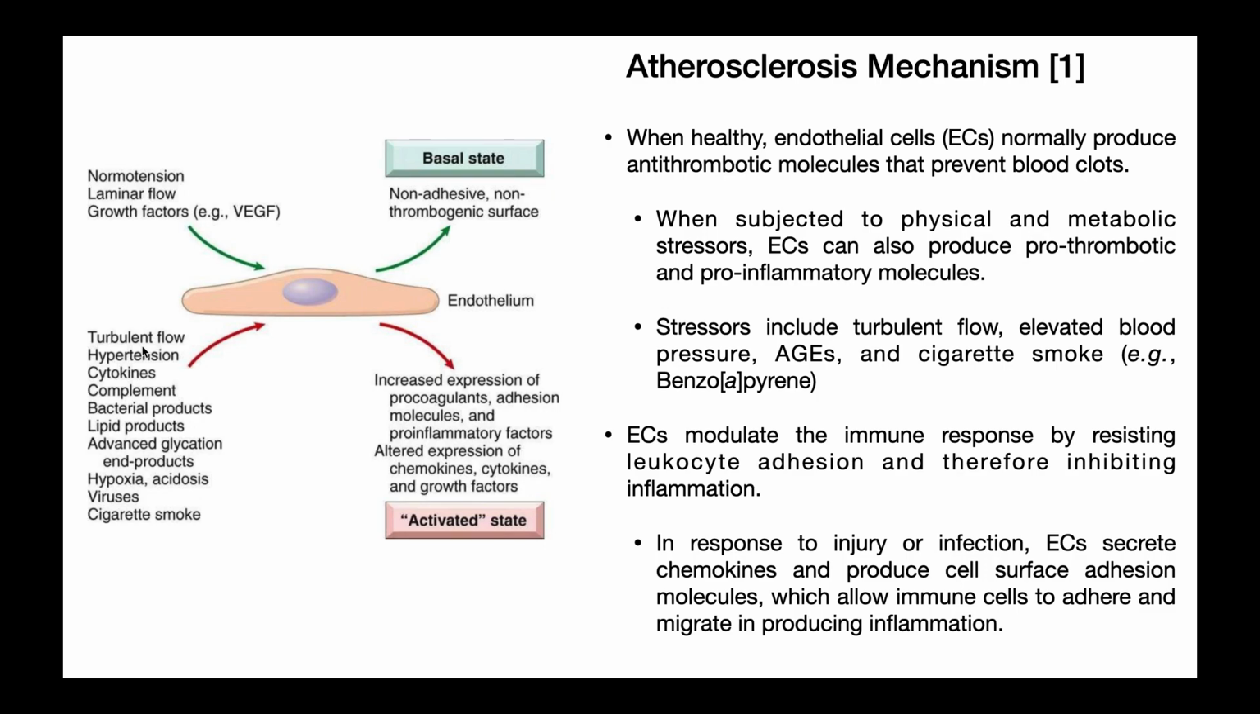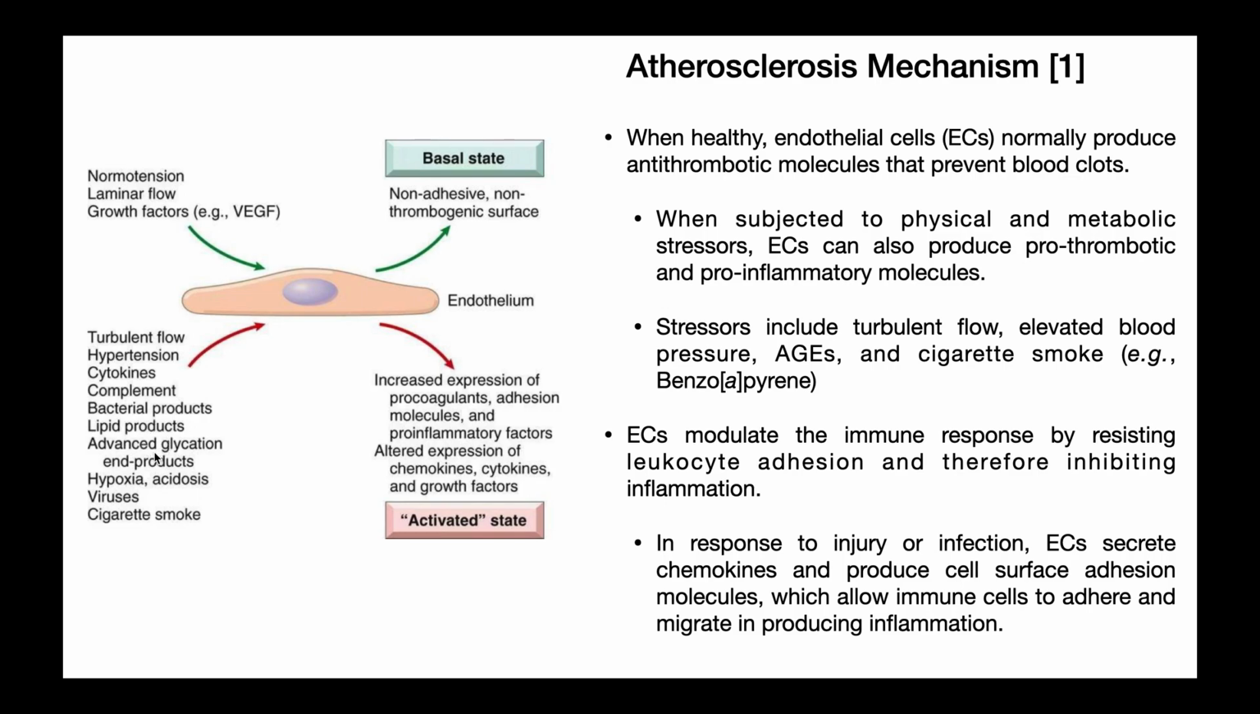Now I mentioned we can't really do much about that, okay? So larger vessels and areas of bifurcation have more turbulent flow, but that's just to say that those sites are going to be more susceptible to atherosclerosis. But look over here, hypertension, high blood pressure. Okay? Higher blood pressure means more force against the cells of the vessel wall. That's a stressor. Bacterial products, lipid products, advanced glycation end products.